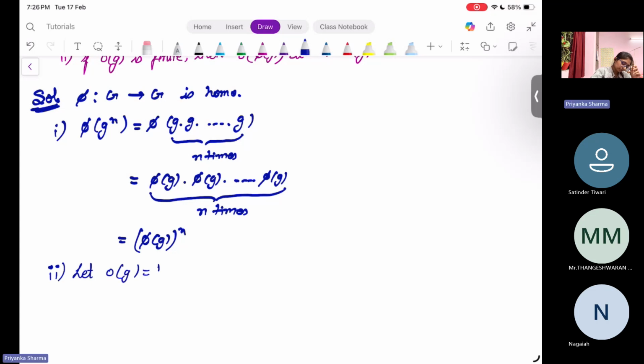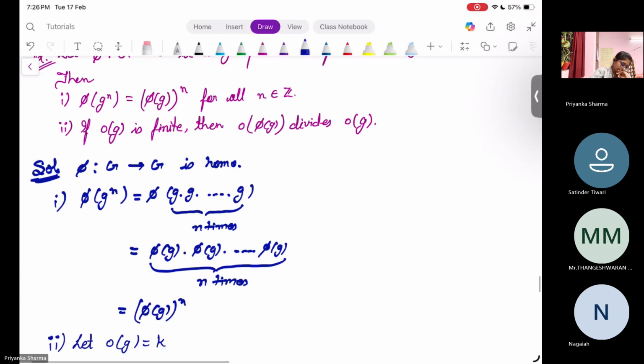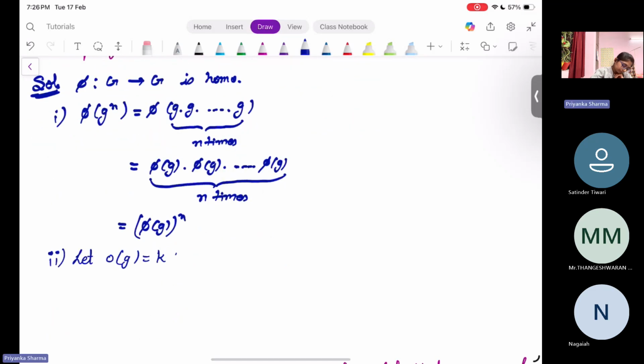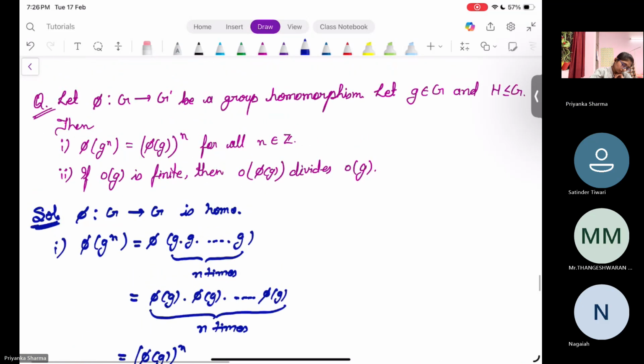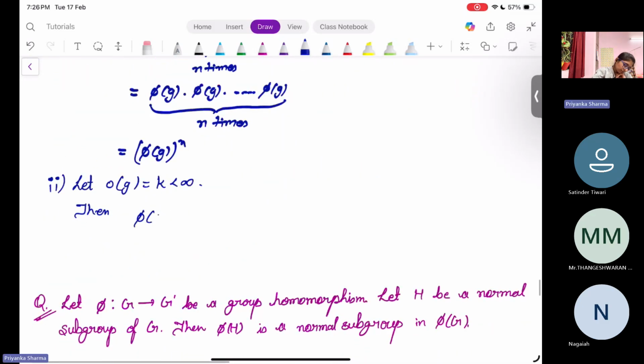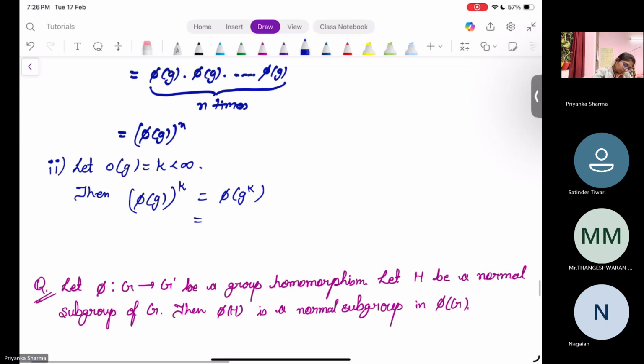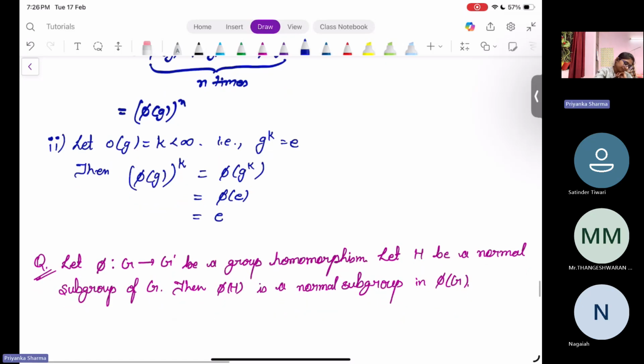The order of g is k. Okay, so we need to consider the order of phi of g, which means we need to consider phi of g to the power k. This will be phi of g to the power k, and the order of g is k. So g to the power k will be the identity. So this will be phi of identity, which is identity.